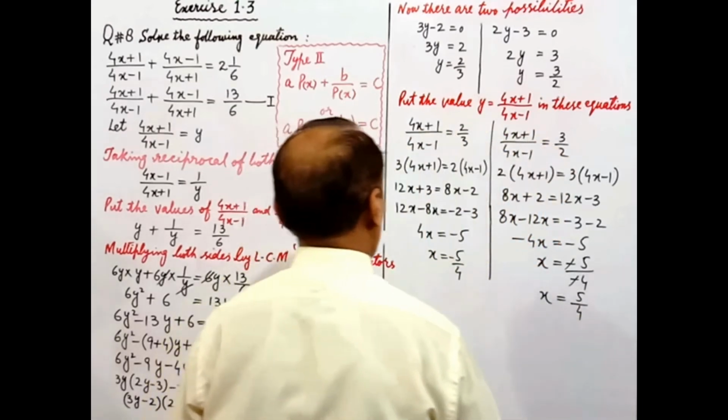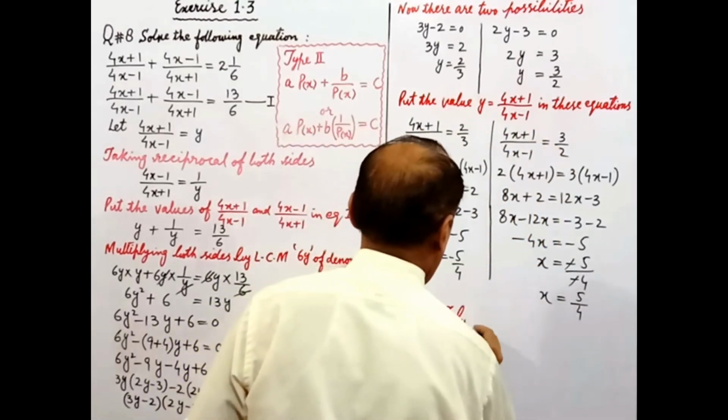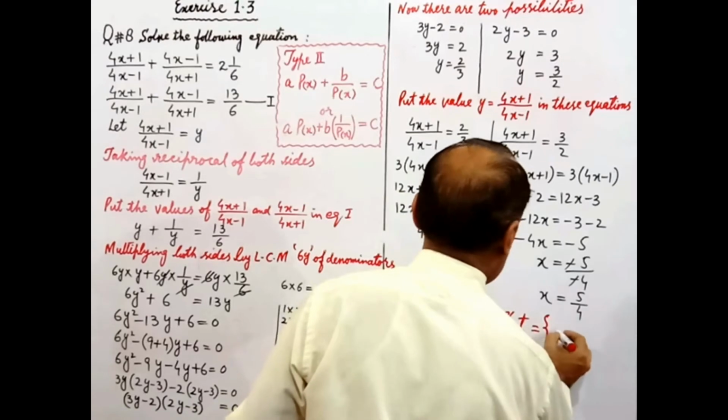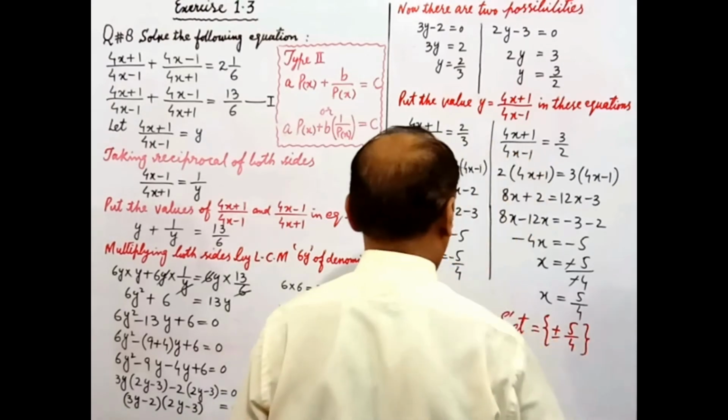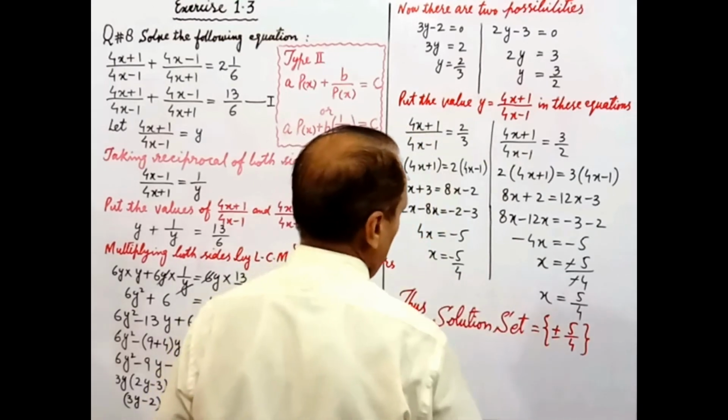Thus, we have solution set, that is plus minus 5 by 4. That's it for the question number 8.